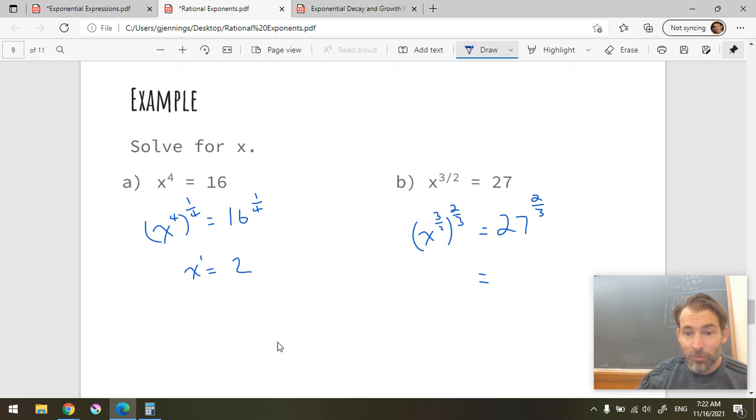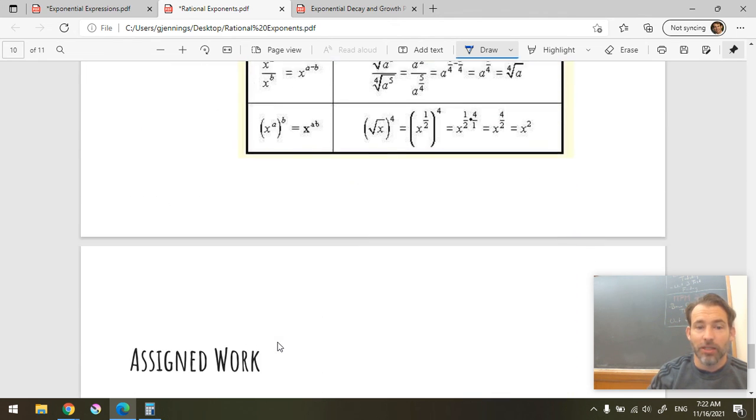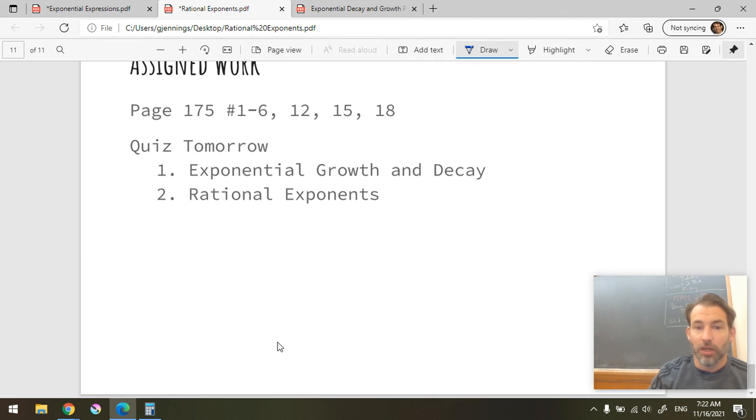And that is equal to 27 to the 1/3 raised to the power 2. That's 3 to the 2, that's 9. X equals 9, because this is x to the 1 over here now. Neat, eh? So you just take the reciprocal power of each side, and that's how it solves. So do those questions. Ha ha ha.